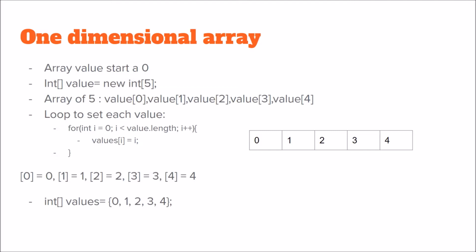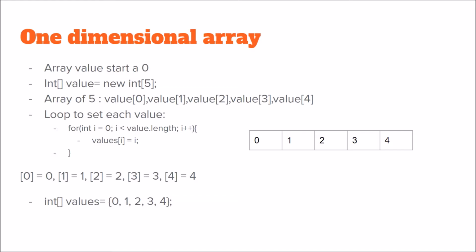So if you have an array of 5, we initialize it here, you would create 5 separate variables. So it would be value 0, value 1, value 2, value 3, value 4. So those are 5 variables starting from 0 to 4. Now you could also initialize these with loops. So here I'm using a for loop to initialize it to its value. So if you look at the table, that should be value 0 is 0, value 1 is 1, value 2 is 2, and etc.